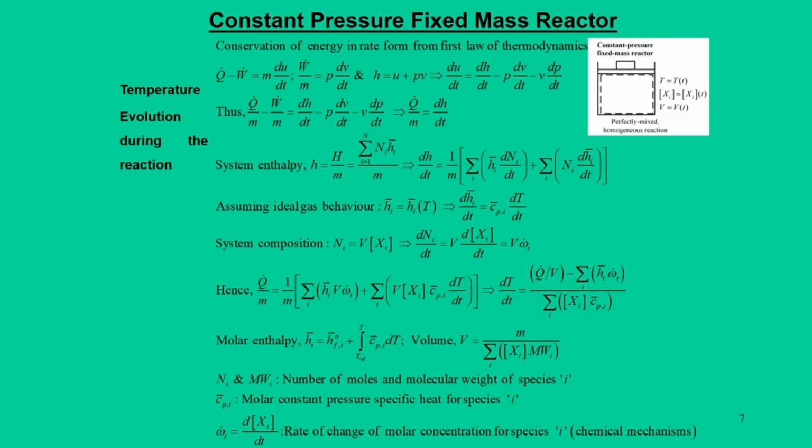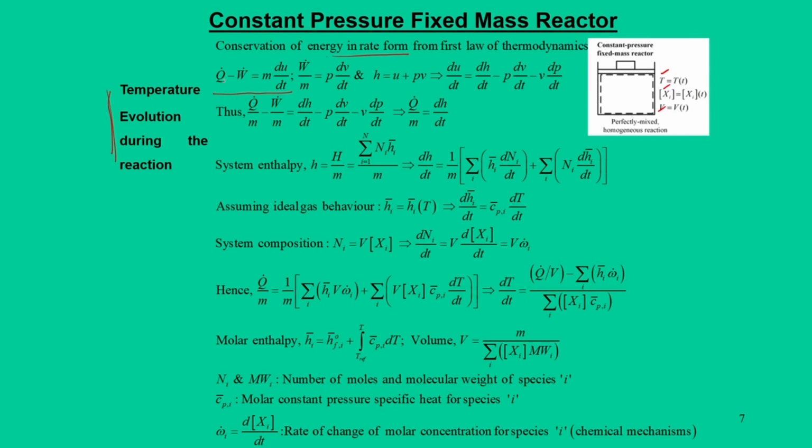The first thing that we are going to analyze is how temperature evolution takes place during the reactions. So, we are looking at temperature, concentration and volume, how they change with time when the reaction proceeds. So, the first equation that we recall is the conservation of energy from the first law, but here we are looking at this energy equation in the rate form. Rate form means we are looking in terms of time.